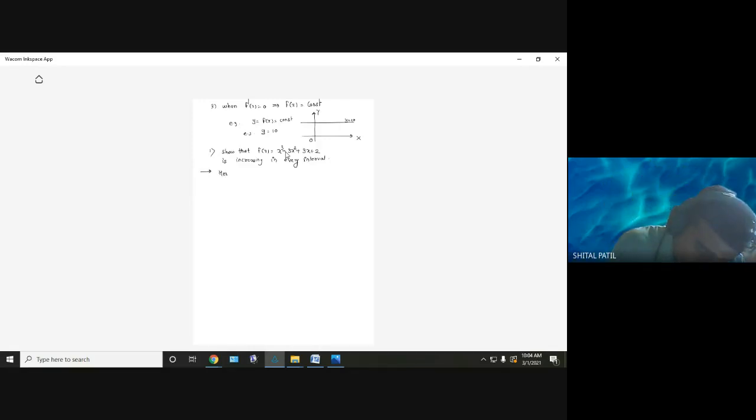Here f of x equal to x cube minus 3x square plus 3x plus 2. Find f dash of x. 3x square minus 6x plus 3. Now we want to show that f dash of x is greater than 0. So how to show this? Very simple. Take 3 common. What will happen? x square minus 2x plus 1. And what is this? x minus 1 whole square, na?